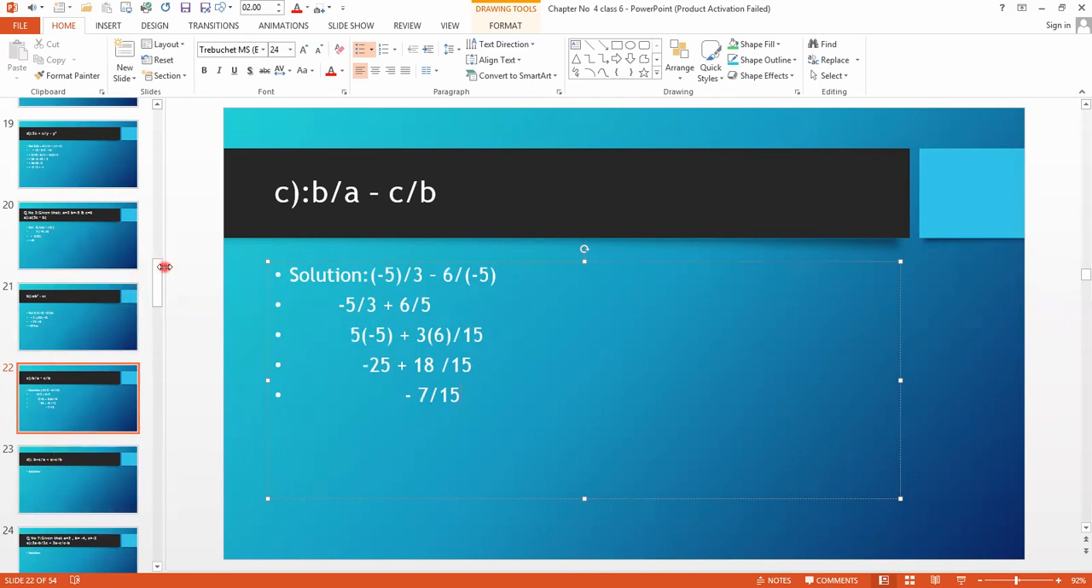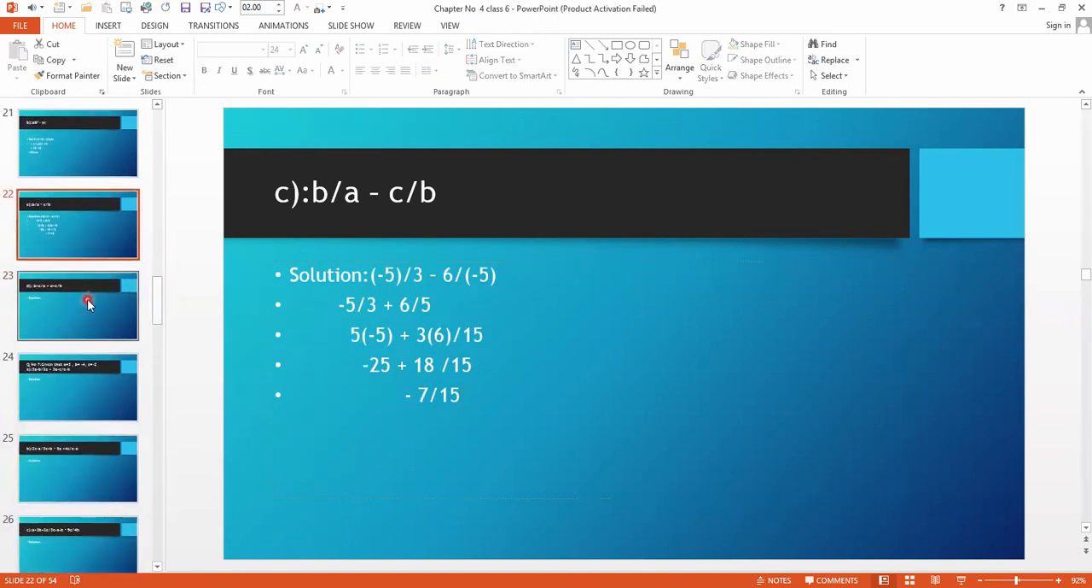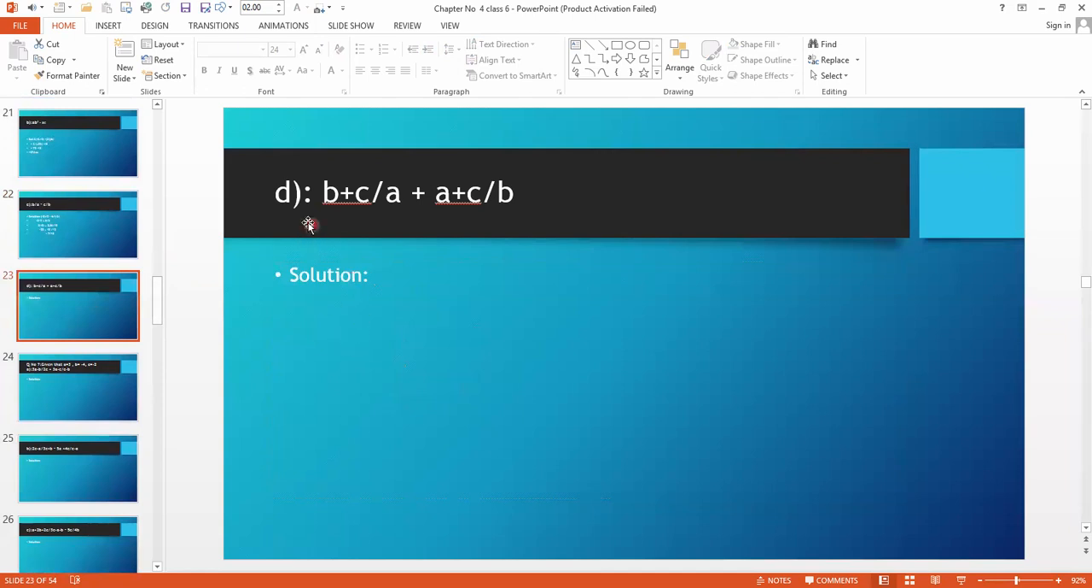Now we move towards the next part of the question, the same question, question number 3. That is part D. Again, we know the values of B, C, and A. The value of A is equal to 3, B is equal to minus 5, and C is equal to 6. We have to put these values and solve this: B plus C over A plus A plus C over B. So I have to put it here.